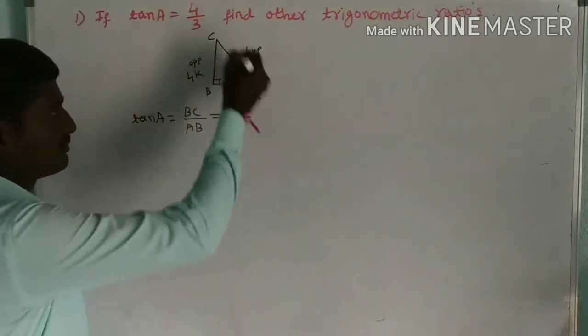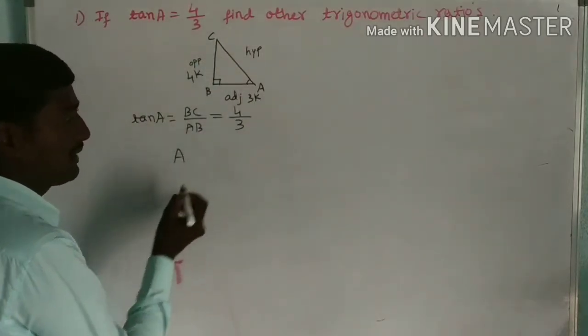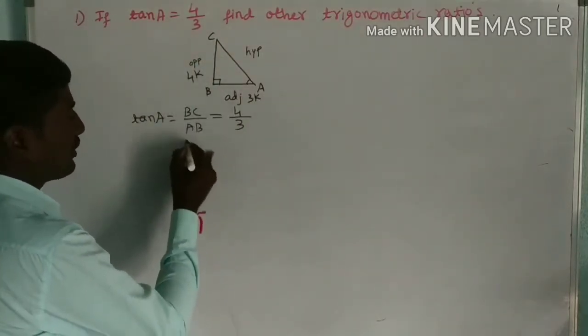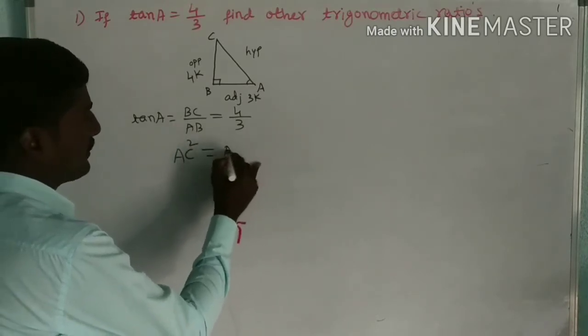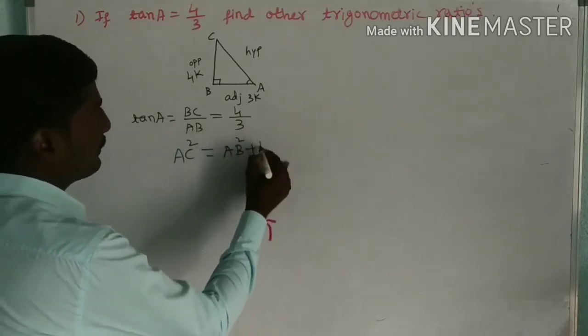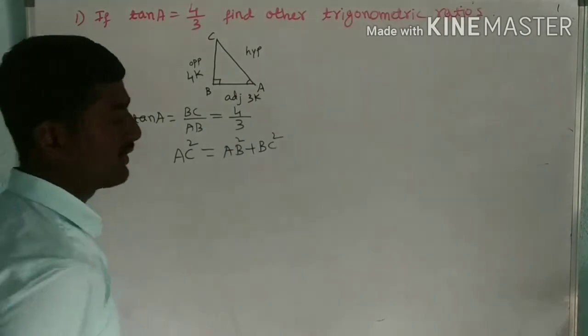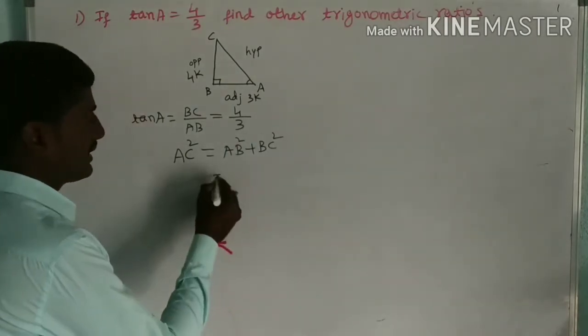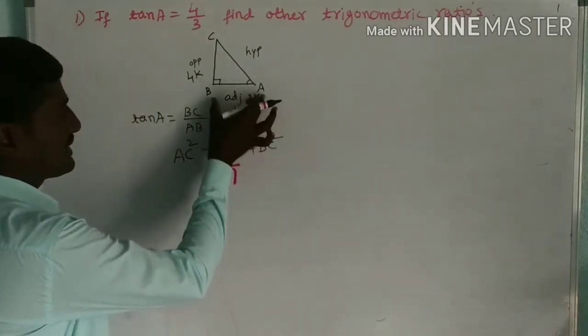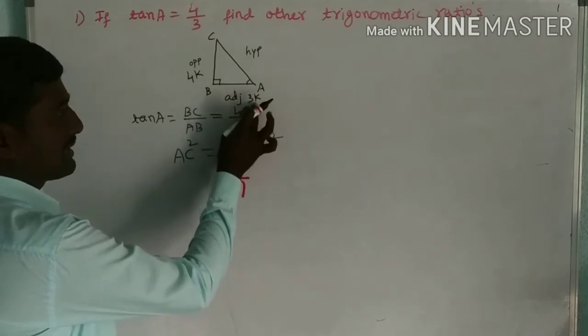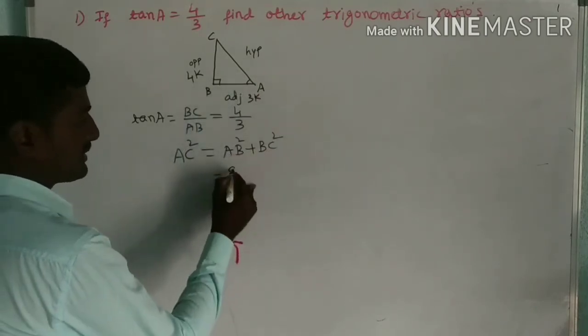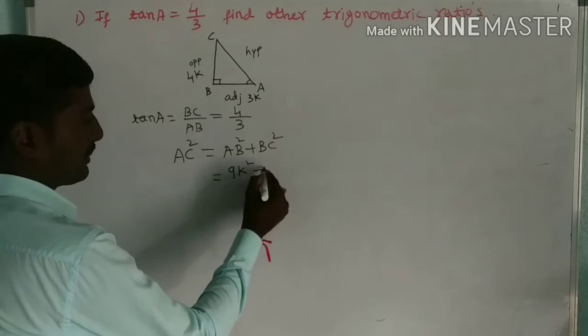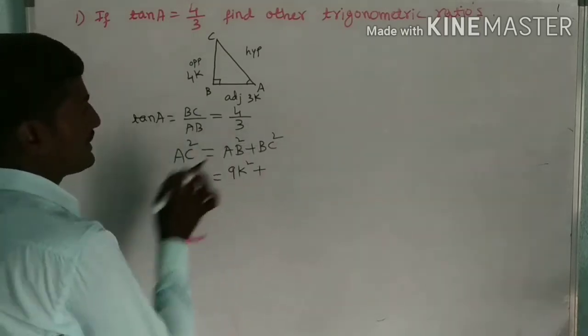Now, Pythagoras formula, let us apply. AC square is equal to AB square plus BC square. Let us apply the Pythagoras theorem. Now AC square. AB square value is how much? AB is 3K. So AB square means 3 square, 9k square, plus BC square.